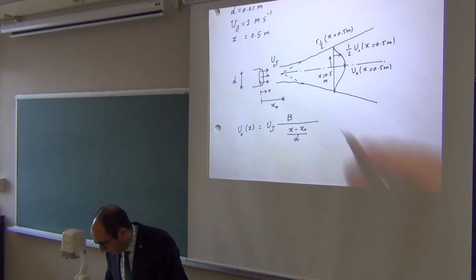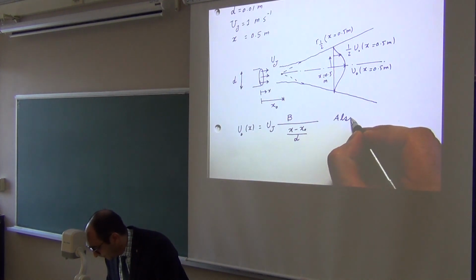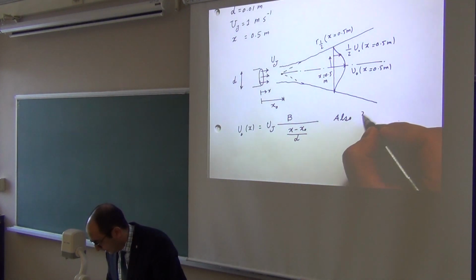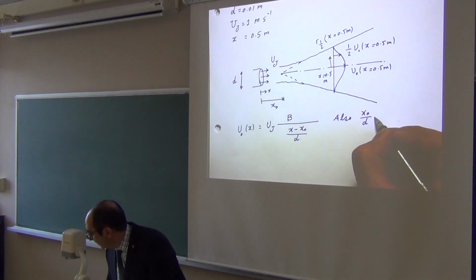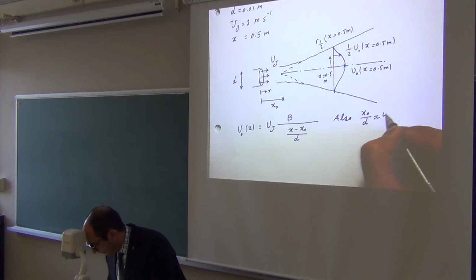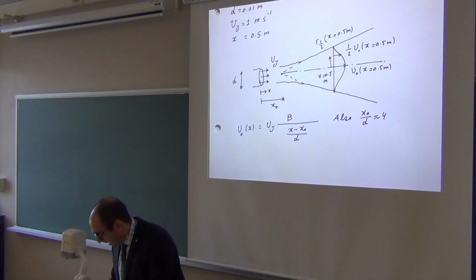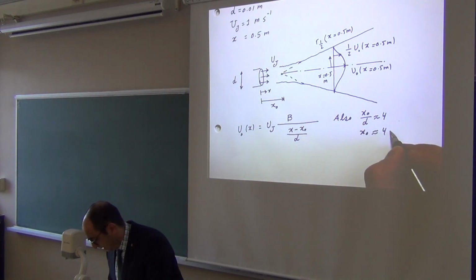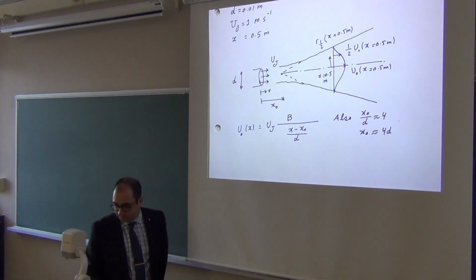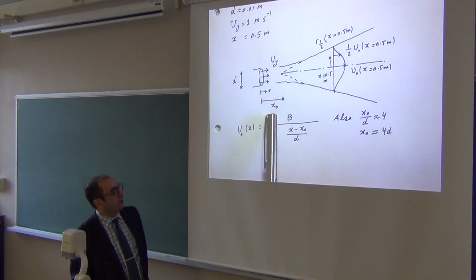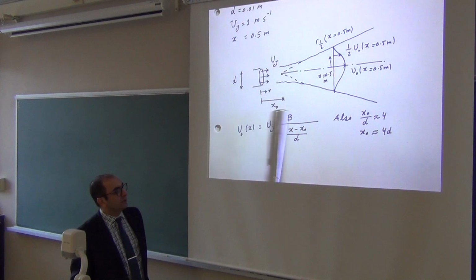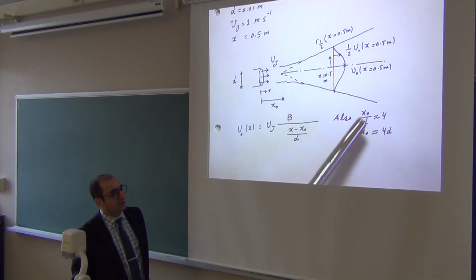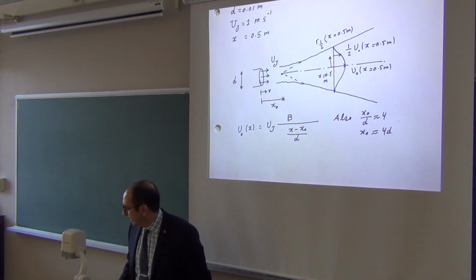Also, we know in the self-similar region, x naught over d is in the order of 4. So in fact, x naught is equal to 4d. Even though the problem doesn't give you the value of x naught or the virtual origin, you can calculate it knowing this relationship from the chapter.